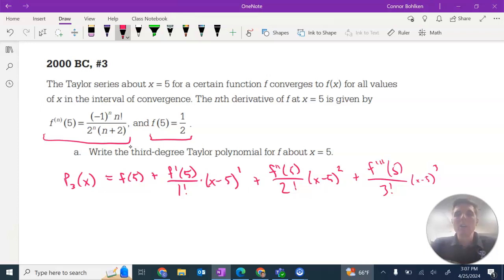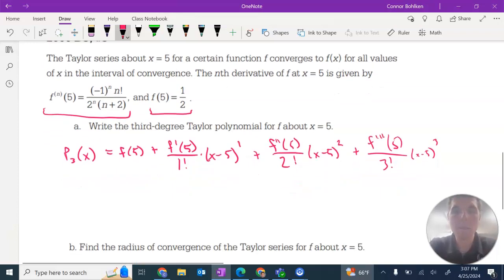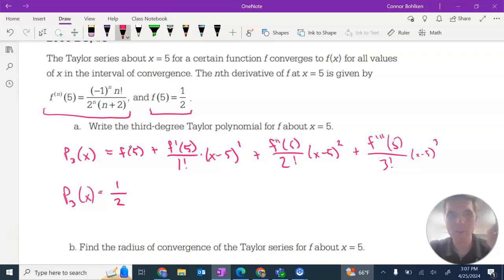So let's evaluate here what we need, and we'll write this thing piece by piece. So p sub 3 of x equals f of 5. Well, that's given as 1/2. F prime of 5, what's my first derivative? So we're really plugging 1 in for n to find the first derivative evaluated at 5. If I plug 1 in for n, negative 1 to the first is negative. N factorial is just 1 over 2 to the first, that's 2, times n plus 2, so that's 3, okay.